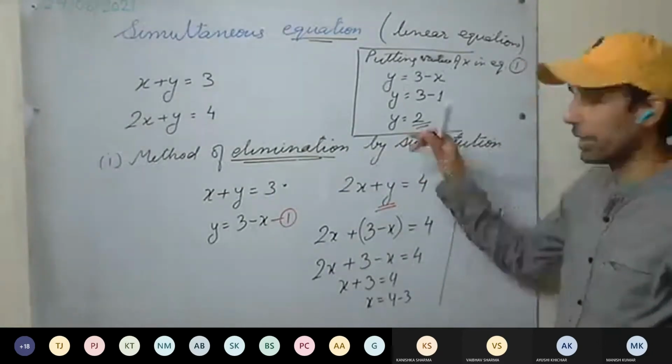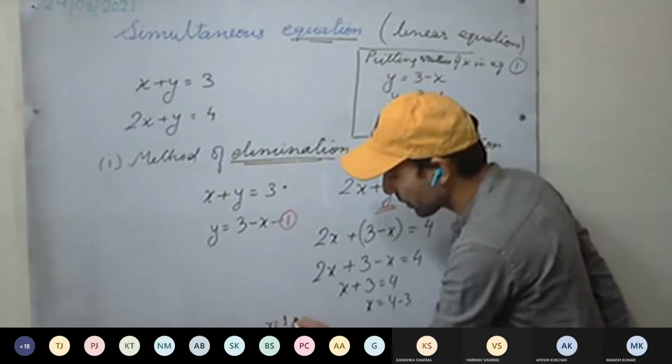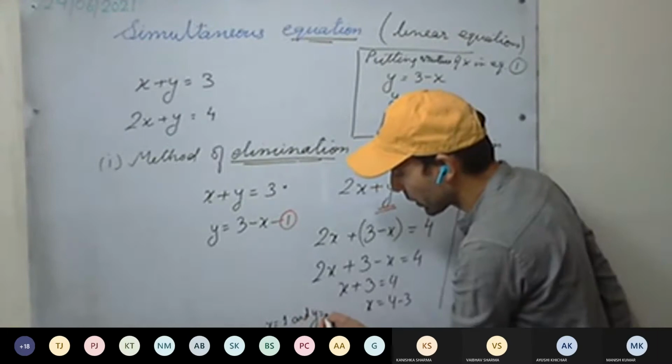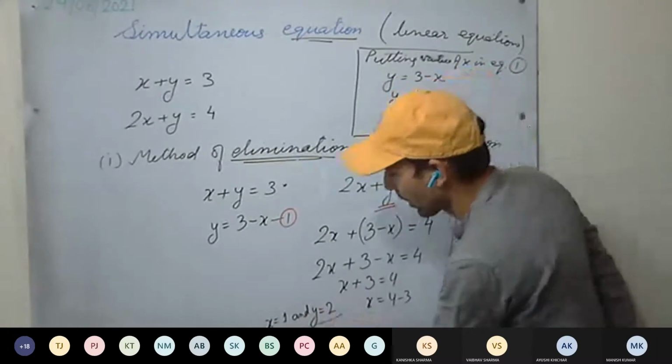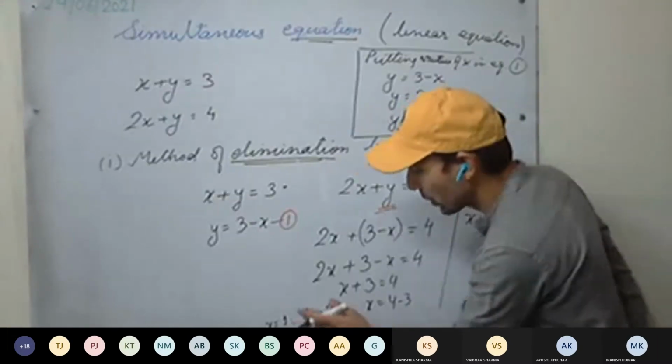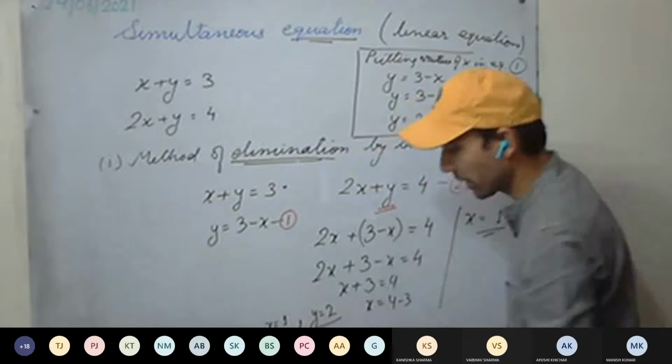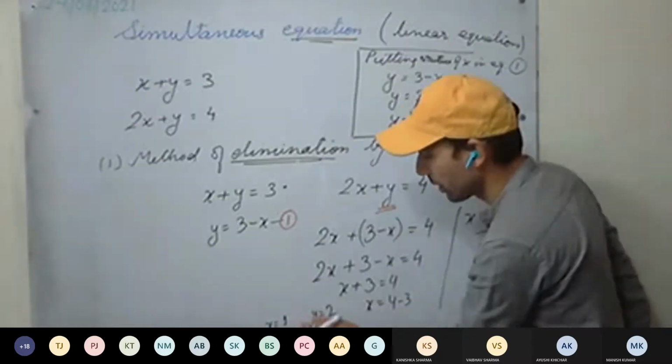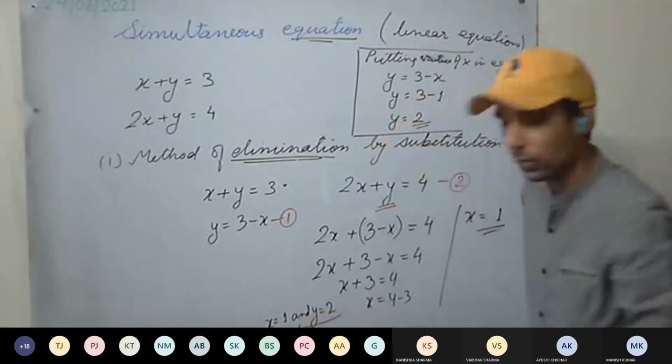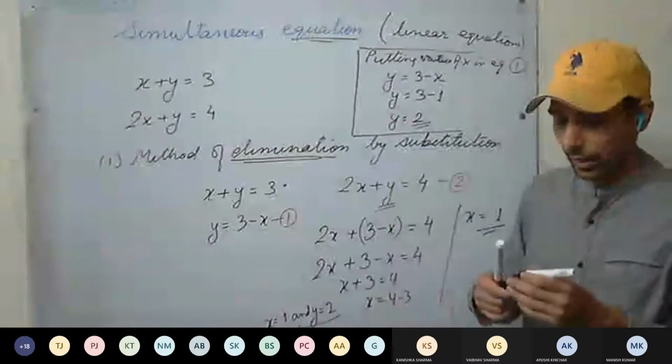So at last, after completion, you have to write downward x equal to 1 and y equal to 2, and underline. Or instead of 'and', you can use a comma as well. At last, you have to write the answer.